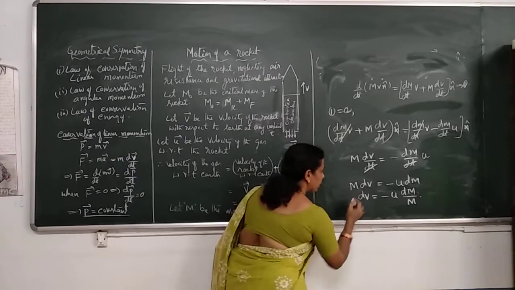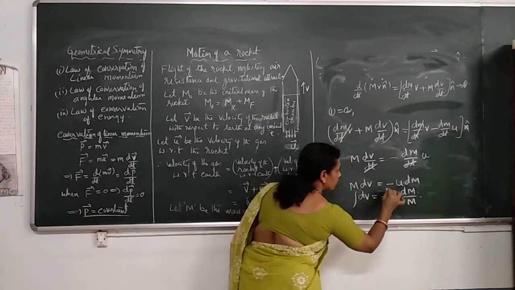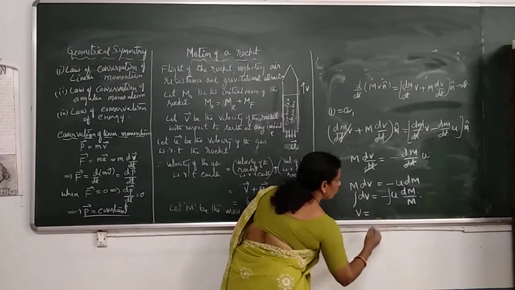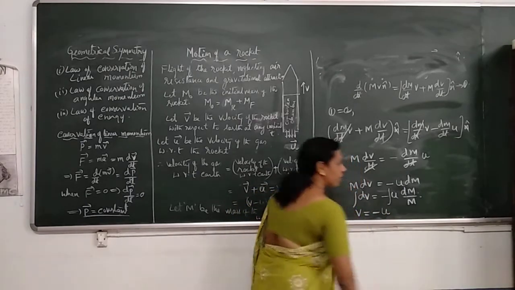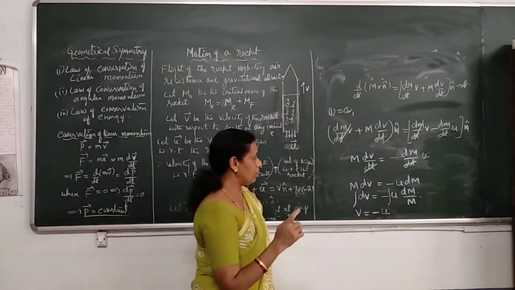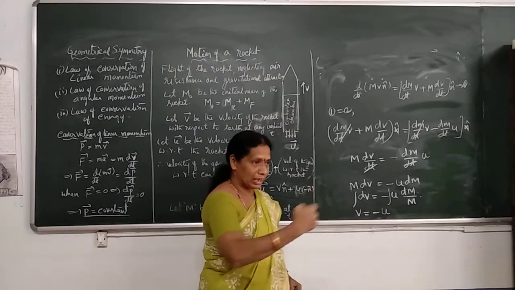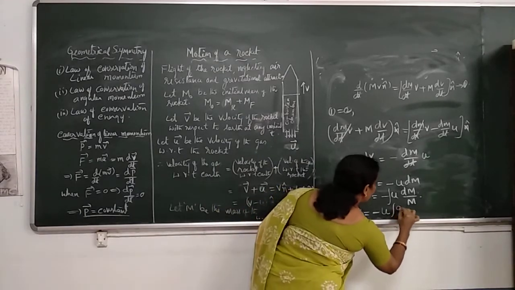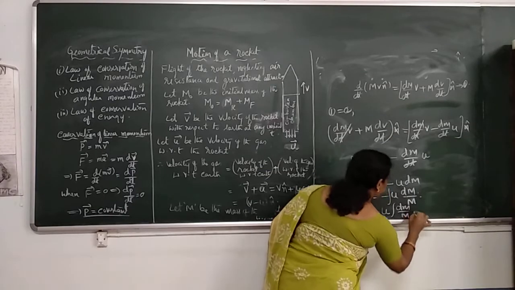Now integrate both sides. On the left hand side you get v, equal to minus u, and remember, u is a constant. It is a designed value, the velocity of the expelled gas. It is designed, so u is taken as a constant. Then the integration of dm by m.